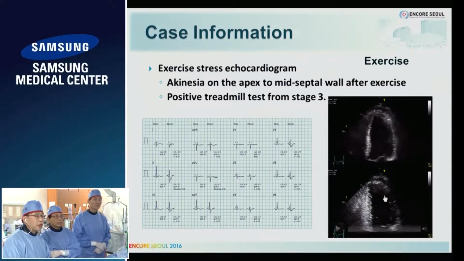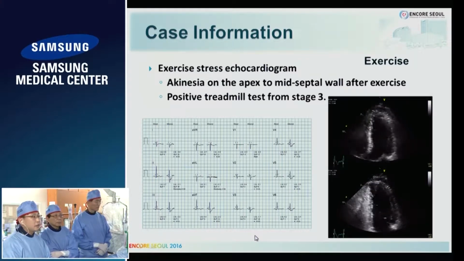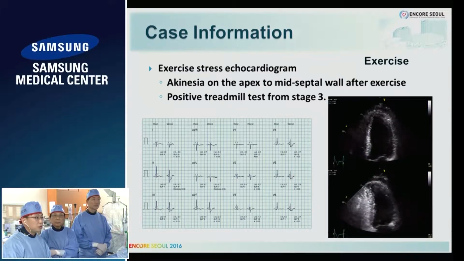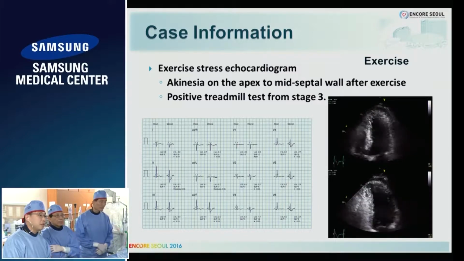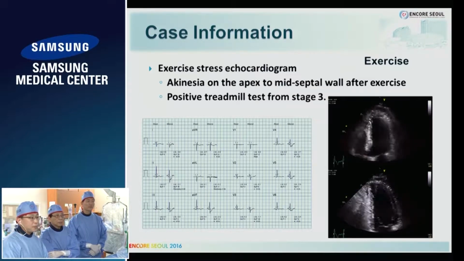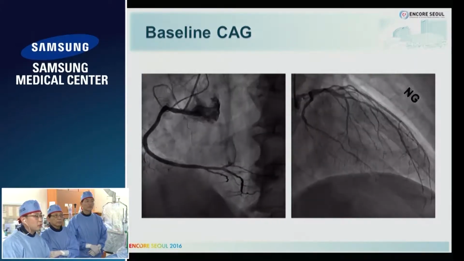Exercise test echocardiogram was done previously at outpatient clinic. Stress echocardiogram showed akinesia on the apex to mid-septum wall of LV after exercise. Treadmill exercise test showed horizontal depression on lead 2, 3, V5, V6 from stage 3. Next slide. This is a baseline coronary angiogram.